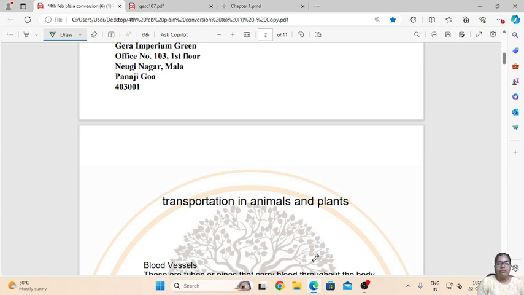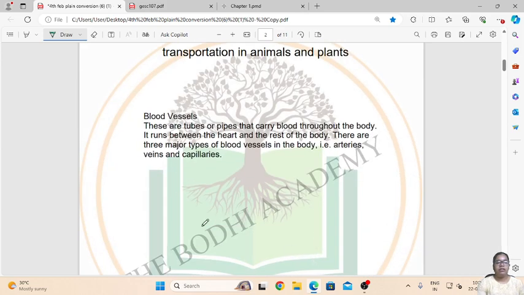In our part 1 we have covered the main component of the circulatory system, that is the blood, and the components of blood. So today what we will study is the second part, that is the blood vessels and the organ which is responsible for the circulation, that is heart. So let us start with the blood vessels.